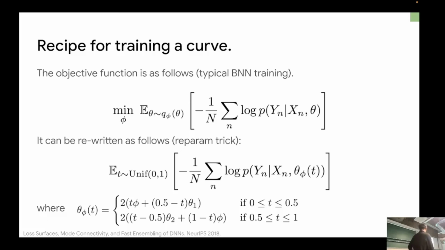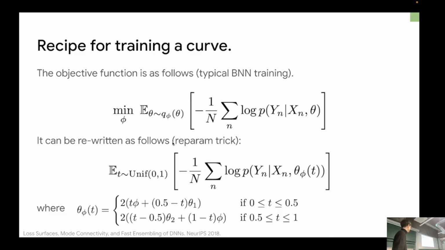And the training objective here is essentially you're trying to minimize some likelihood function, log likelihood, where the theta is now a sample from this curve. Okay, you sample one theta at a time, and then you compute the log likelihood there, and then you try to backpropagate all the way back to phi here to do the gradient descent for phi.